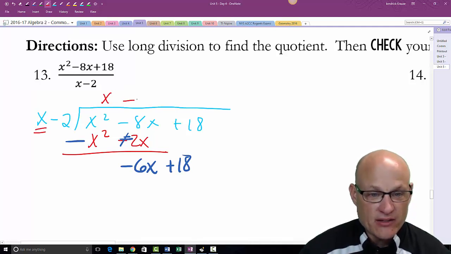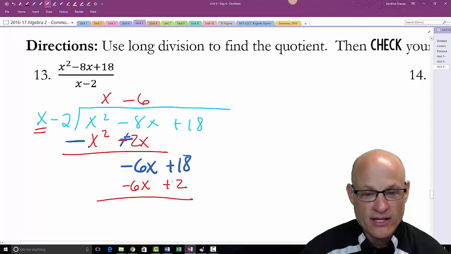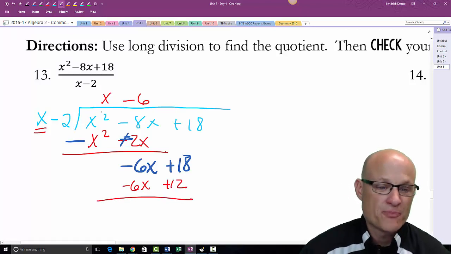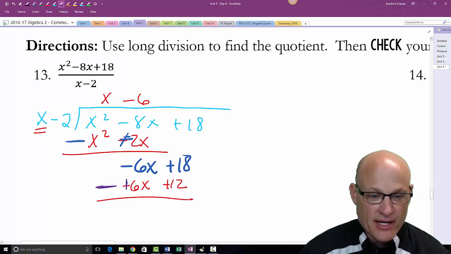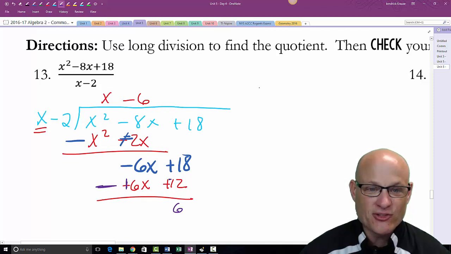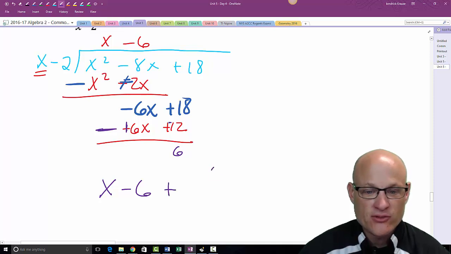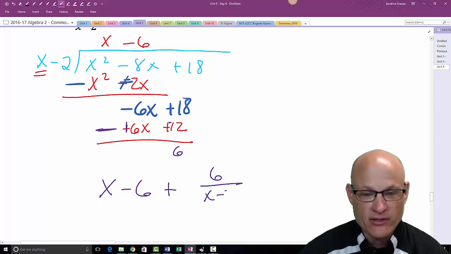X times negative 6 is negative 6x. So negative 6x. Negative 6 times negative 2 is positive 12. Not 2. Positive 12. That makes this positive. That makes this negative. And I end up with 6. So the answer to this question is x minus 6 plus 6 over x minus 2.